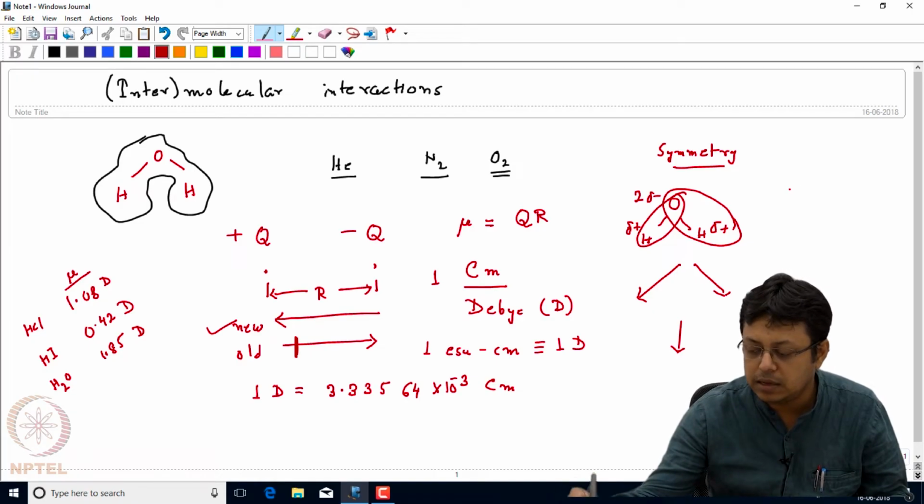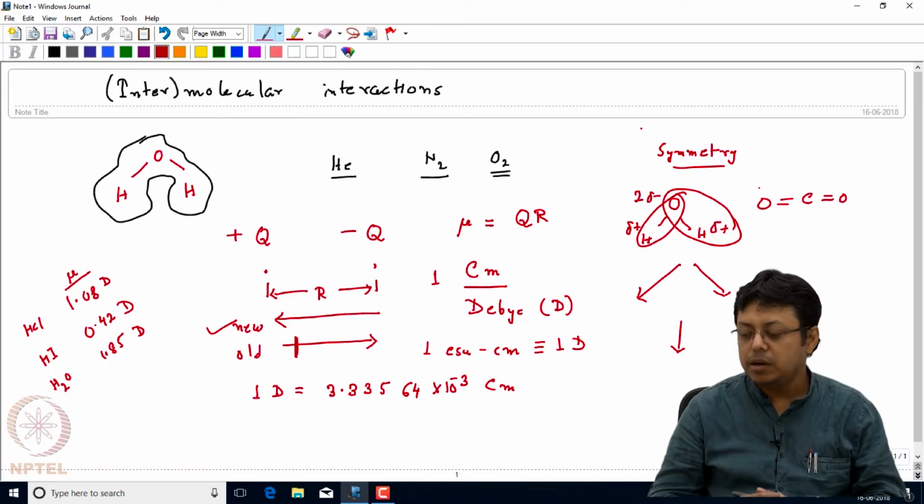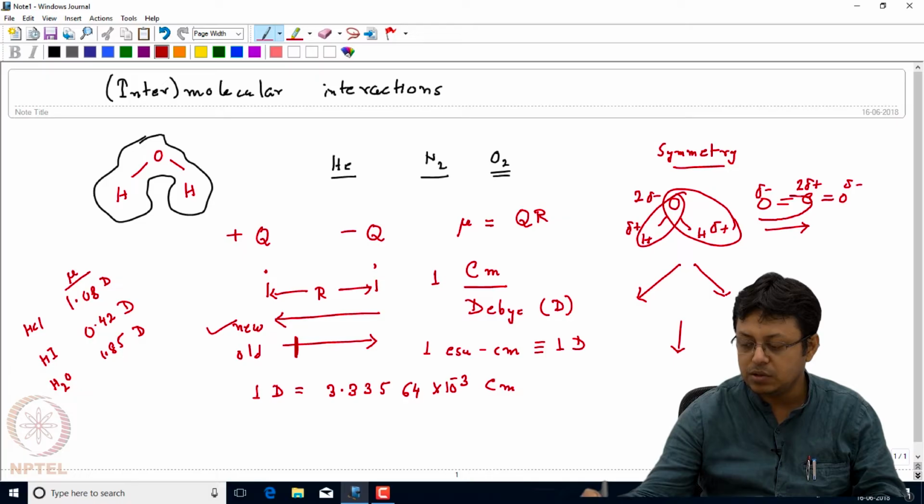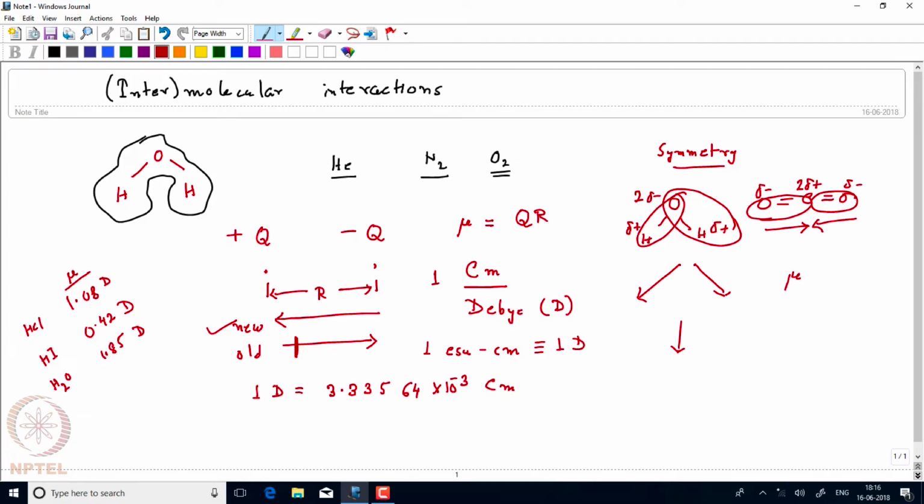However, if I have a linear molecule, something like carbon dioxide, there also you have a partial negative charge on oxygen and a partial positive charge on the carbon atom. But here the interesting thing is that there is a dipole moment due to this CO bond, and there is also a dipole moment for this CO bond. Because of the geometry and the orientation of these two dipole moments, or two bond moments to be more specific, the net dipole moment is 0.